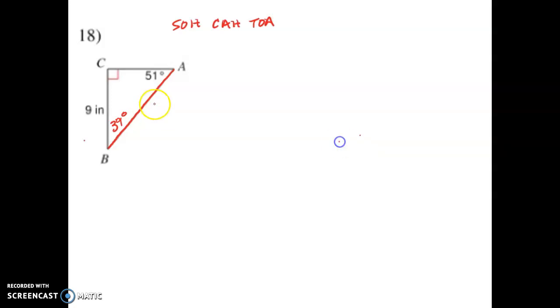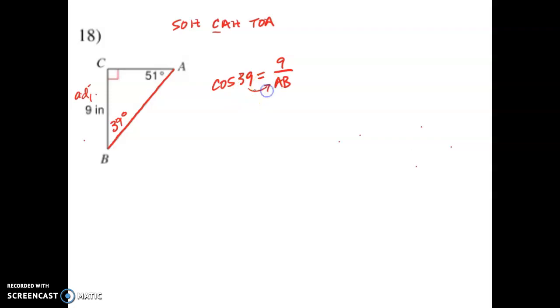I want to find the hypotenuse, and I've got the adjacent side to the 39-degree angle. So hypotenuse and adjacent is cosine. The cosine of my 39-degree angle is going to be equal to 9 over the hypotenuse, which is AB. So go through and solve.